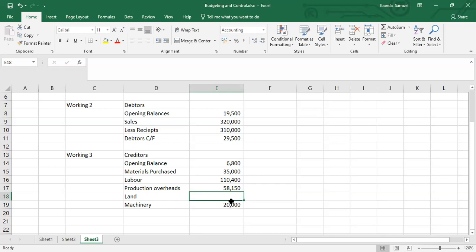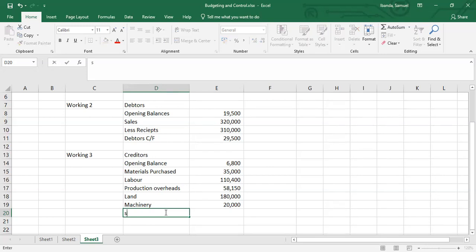No, sorry. They already have machinery installed worth 10,000. Land, 180,000, is to be acquired. So land is 180,000 that is to be acquired. All that would affect my creditors balance, okay? So once I'm done with that, mine is also to look at my selling and administration expenses.